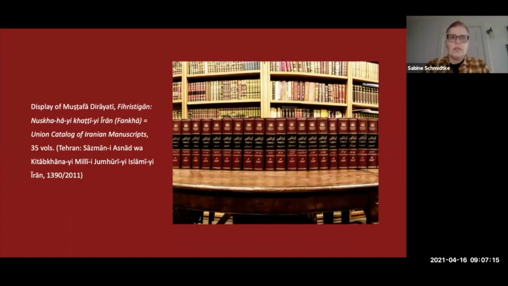Estimates of the total number of manuscripts in the countless public and private libraries in Yemen, most of which are only partly catalogued, if at all, range from 40,000 to 100,000 codices.